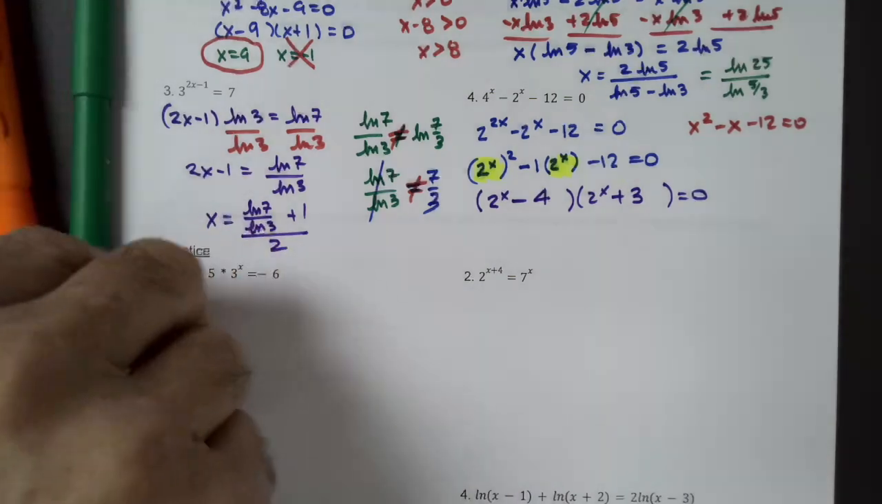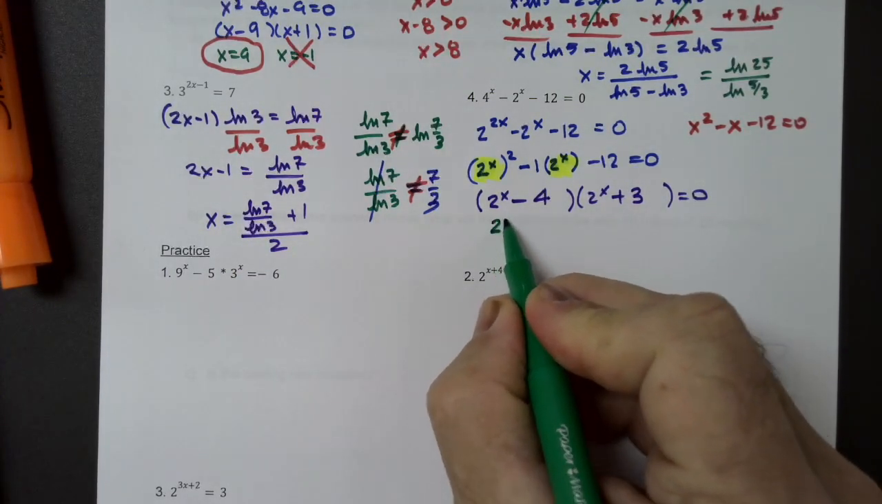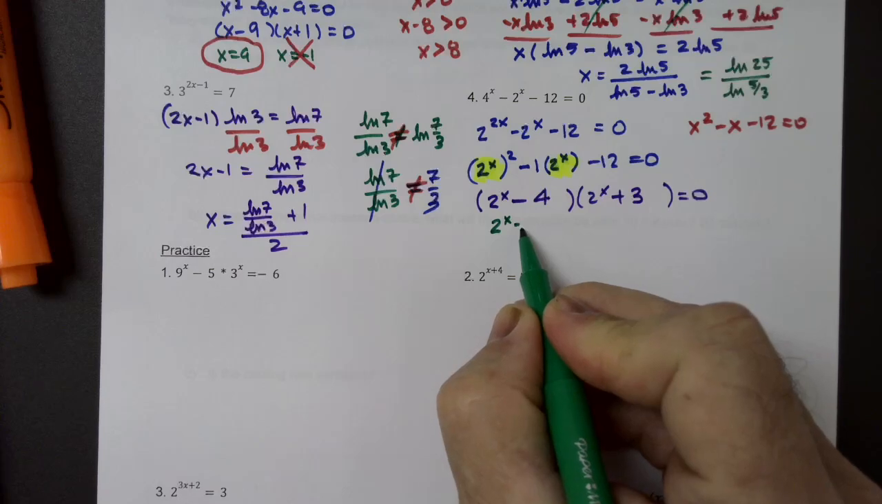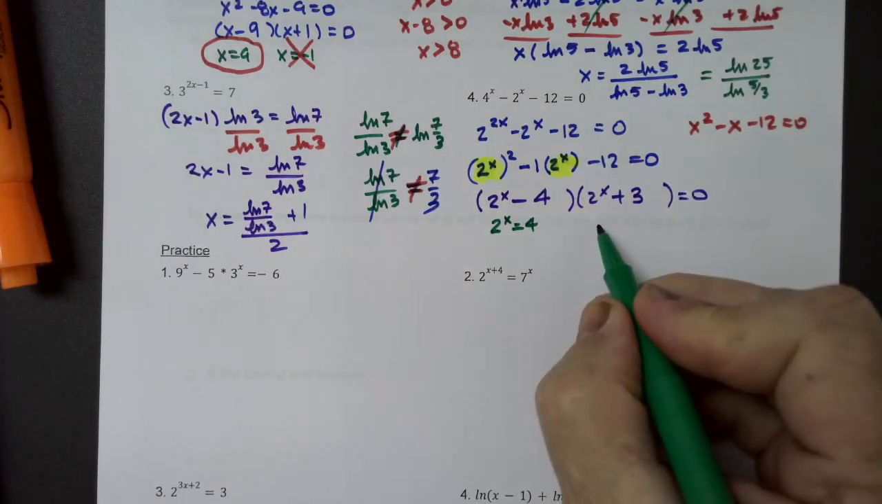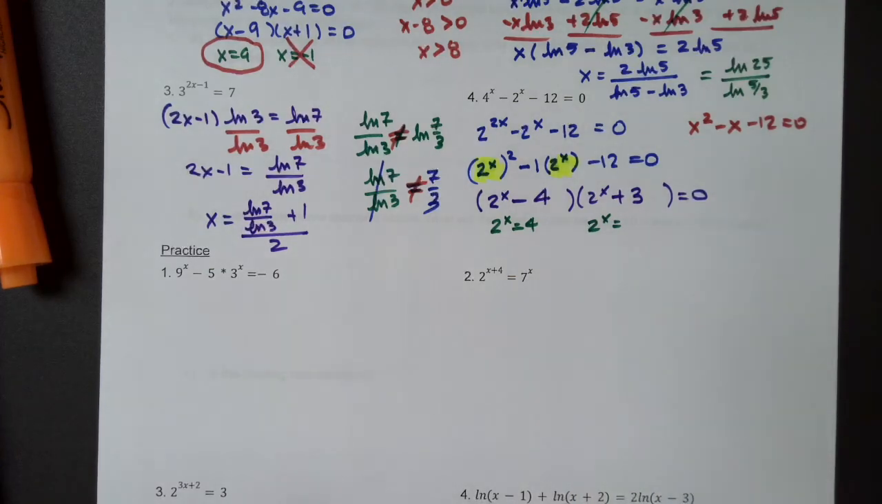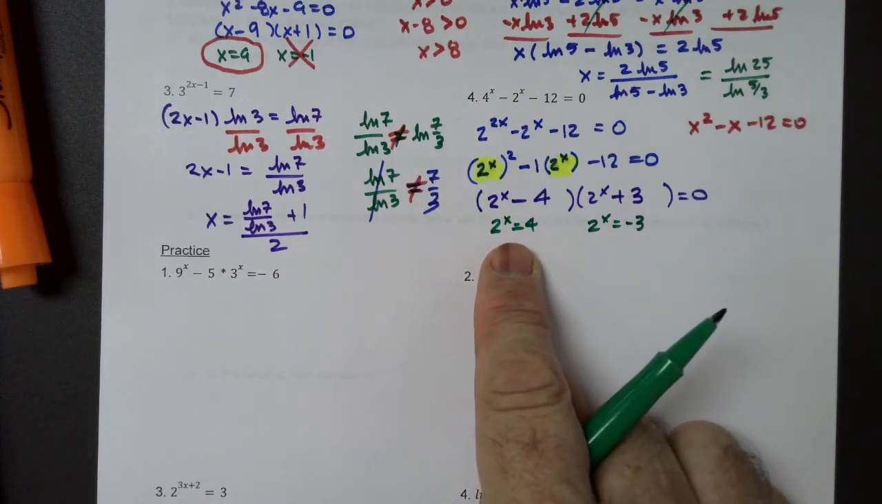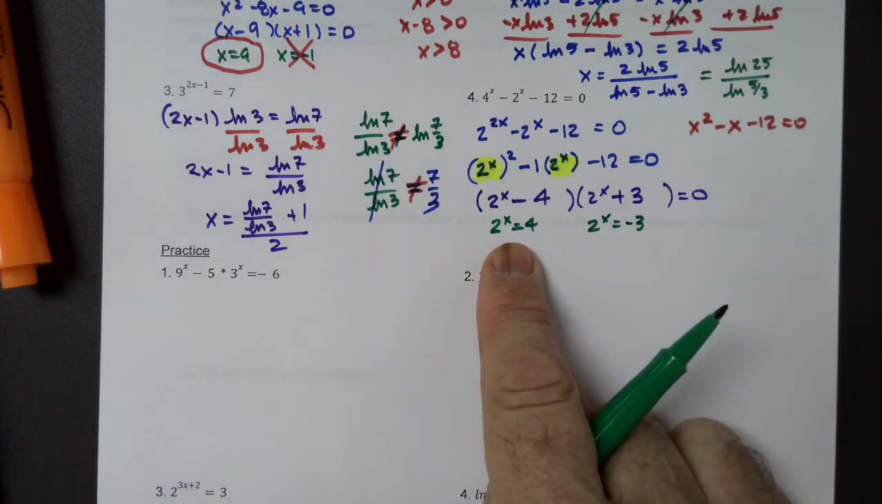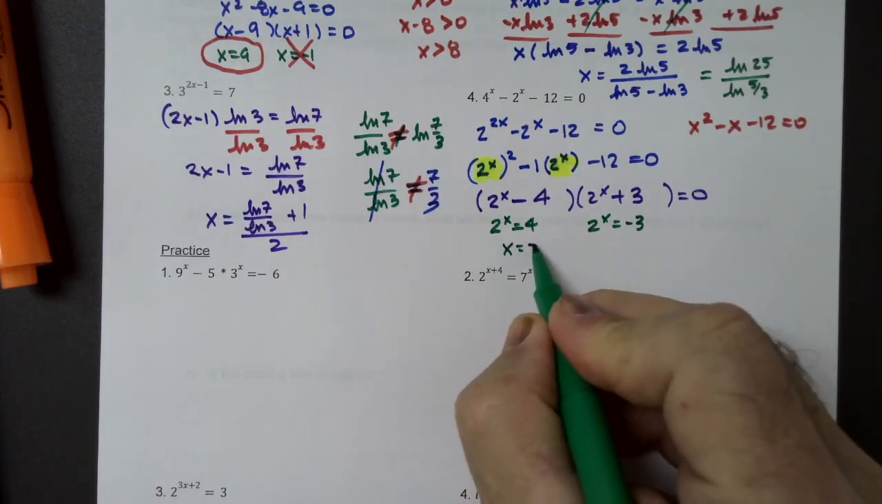Which means we can solve this by saying 2 to the x minus 4 equals 0, or 2 to the x equals 4. And on the other side, 2 to the x equals 0, or negative 3. Let's solve this one. I think most of you can just look at that and know what that's got to be. So obviously 2 squared is 4, so x equals 2.